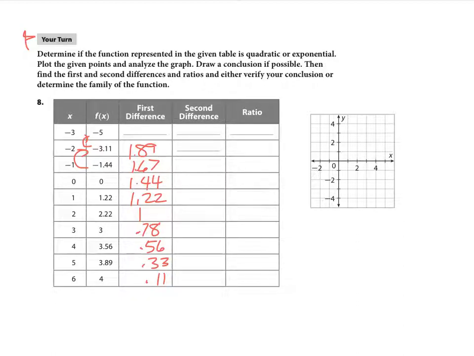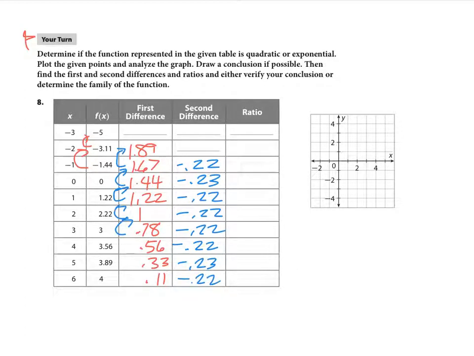Okay, so we take the second difference. In other words, now we're going to subtract this minus this. So if I do that, that's going to give me negative 0.22, actually. Then I do this minus this, and that's going to give me negative 0.23. Then this one minus this one, negative 0.22, negative 0.22, negative 0.22, same. This next one's negative 0.23. The next one is negative 0.22. So you look, this is almost identical. Okay, so this is probably going to be a quadratic again, but they want you to verify it by doing a ratio.